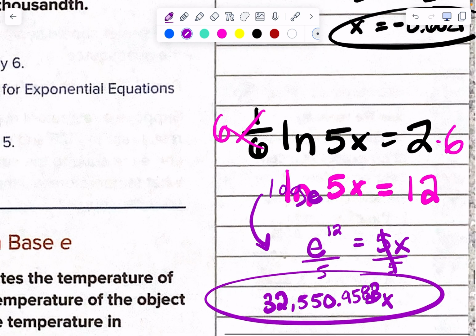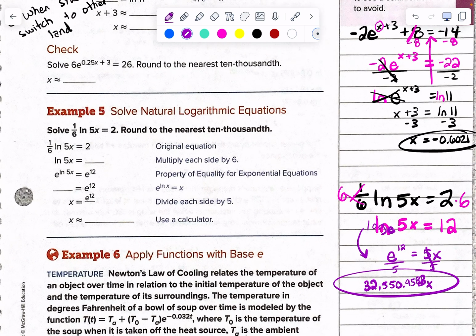Okay, so what are the rules? Number 1, do as much algebra as you can. Number 2, switch it to a different form. So if it's in log land, switch to exponential. If it's in exponential land, switch to log. ln is the same thing as log base e. This is how you solve.